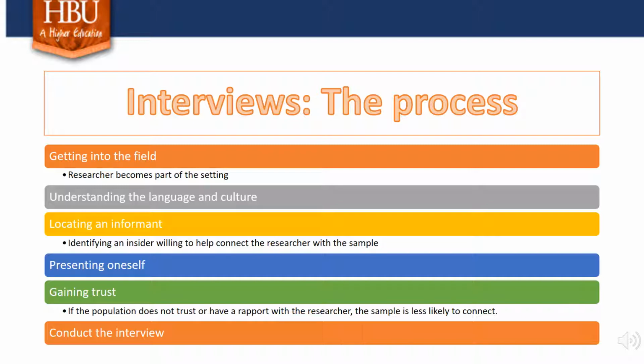Our next type of research design falls under our qualitative method. It is an interview. This slide details the process that one has to potentially go about in generating an interview. First of all, it requires that the researcher get into the field. They have to have access to that particular population. In addition, they probably have to understand the language and or culture of that population. Sometimes it's helpful to locate an informant or someone that's willing to connect the researcher with the sample. Oftentimes for us, this comes in the way of a convenient sampling. We may know someone.